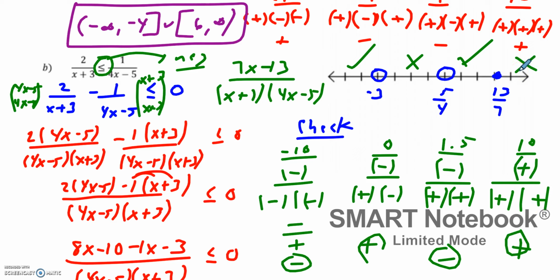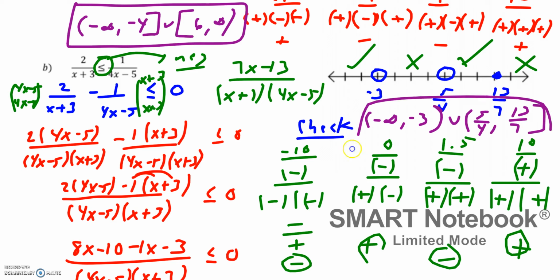And so my final answer in interval notation, which I'll do in purple right here, is going to be from negative infinity to negative 3, not included, so parenthesis, union, this interval, 5/4 is not included, so it has a parenthesis, but 13/7 is included, so it has a bracket. So here is my final answer for number 13, part B.